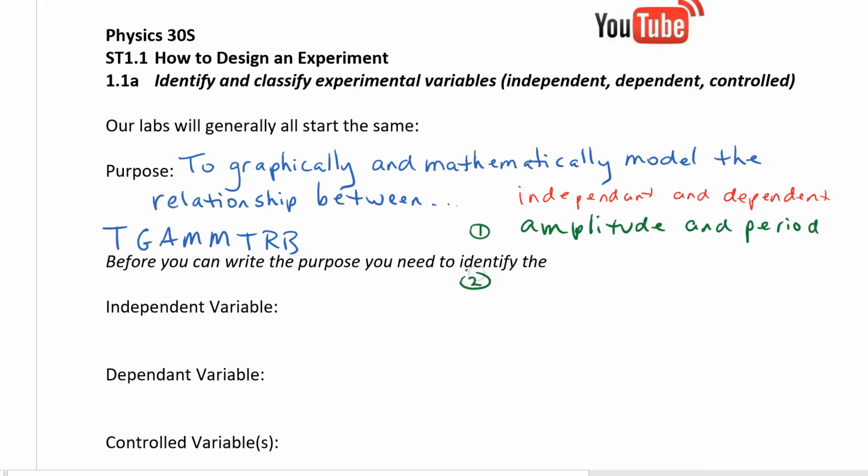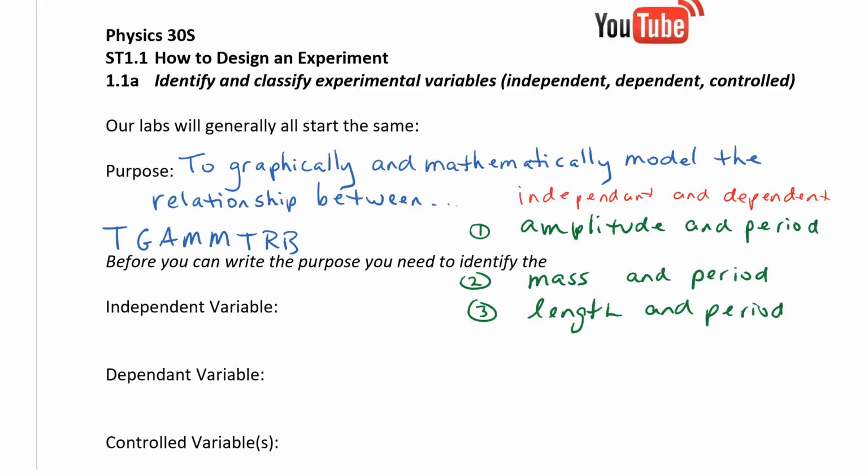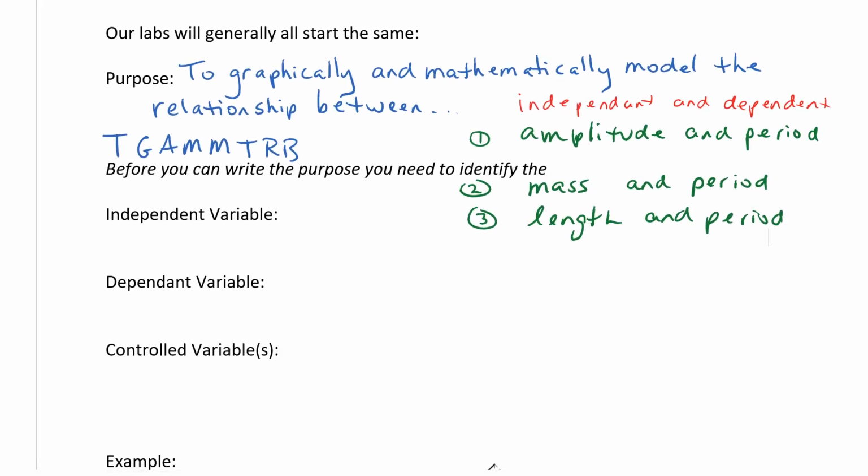The second one was mass and period. We may have in class said weight and period. That's fine, you can say that too. And the last one we had was length and period. And we'll come back to that in a bit. So before you can write the purpose, you'll notice that we have to identify the independent and the dependent variables.